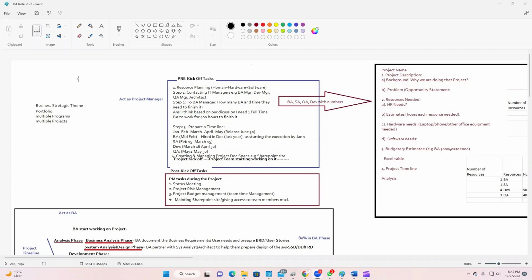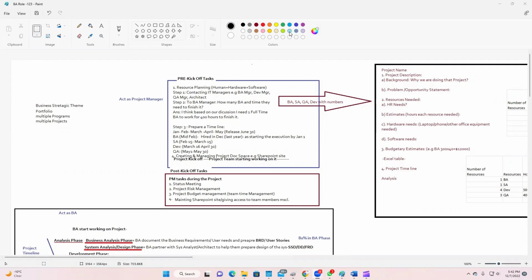Okay, and then after the timeline is prepared, they create a project documentation space, usually a SharePoint site, a shared space where all the project members can access the documentation. All those documents are usually version controlled, so that there will not be duplication of the documentation. After that, they set up a project kickoff meeting.